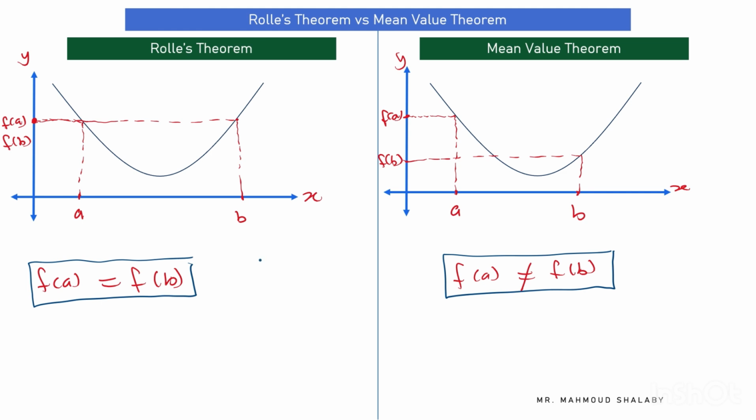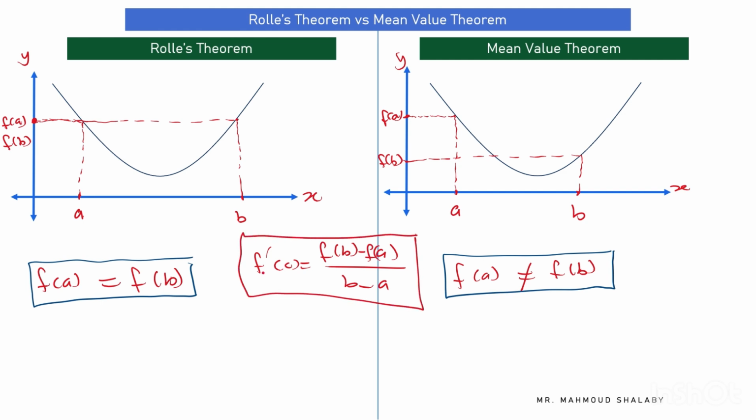So all you want to do is find f of a and f of b. If they are equal, you will say that Rolle's theorem will be applied. If f of a is not equal to f of b, it means the mean value theorem will be applied. Alright, now as long as we know that, we have a rule we use to find, for example, f prime of c, it will be f of b minus f of a over b minus a, and this rule I put in the middle because I will use it for both.